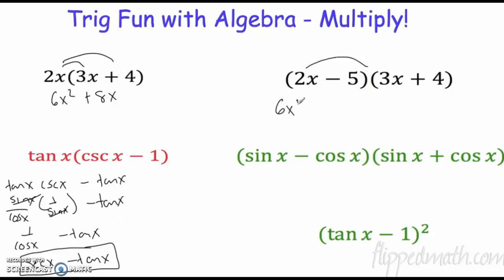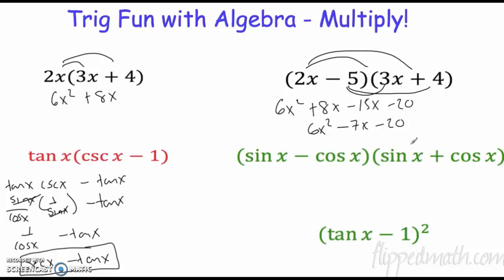Again, so this is going to be 6x squared plus 8x minus 15x minus 20. Combine: 6x squared minus 7x minus 20. Same thing applies here. Sine x times sine x is not sine x squared. We write that as sine squared x. In your calculator, you can write that. It's equivalent. But when you see this, sine squared x, that's what it means.